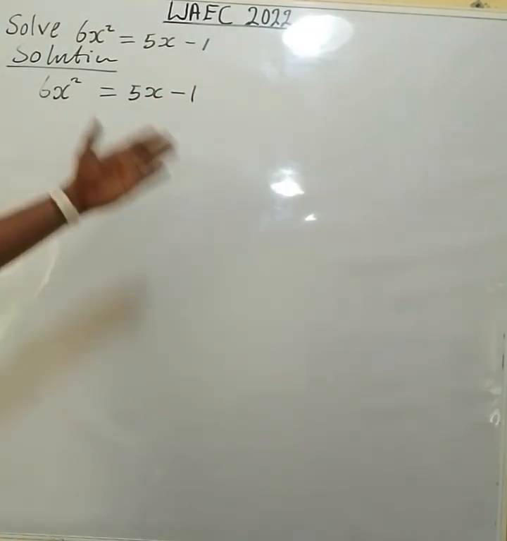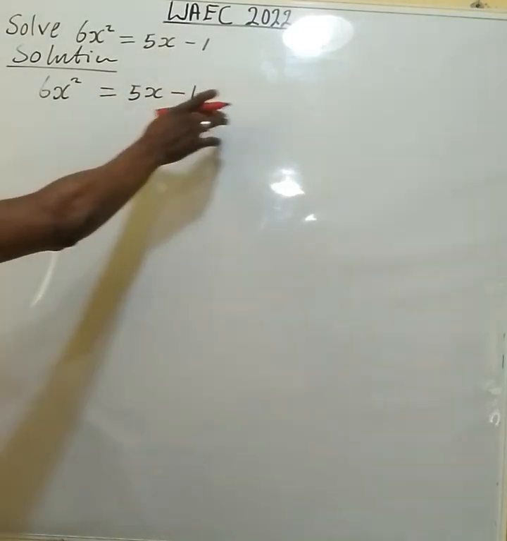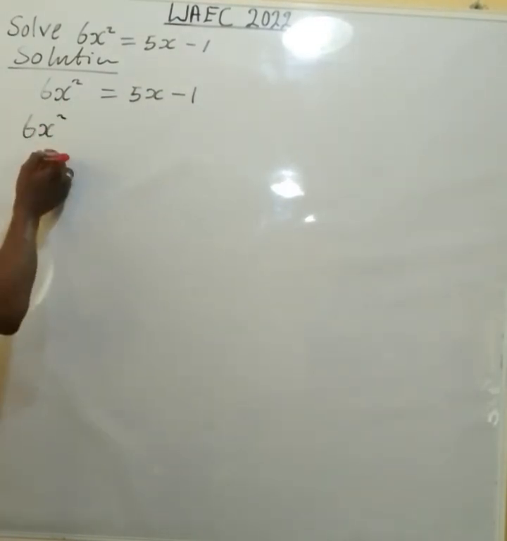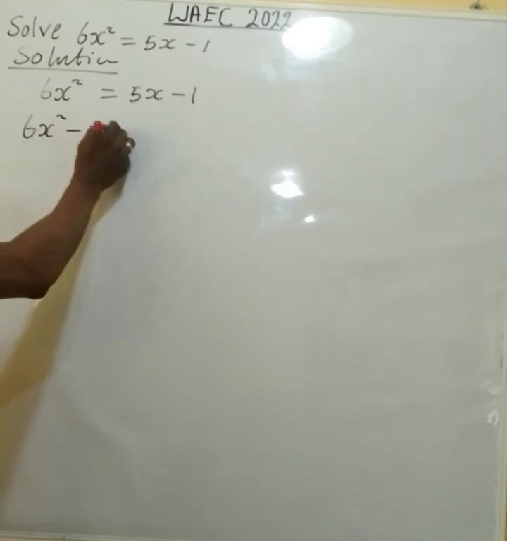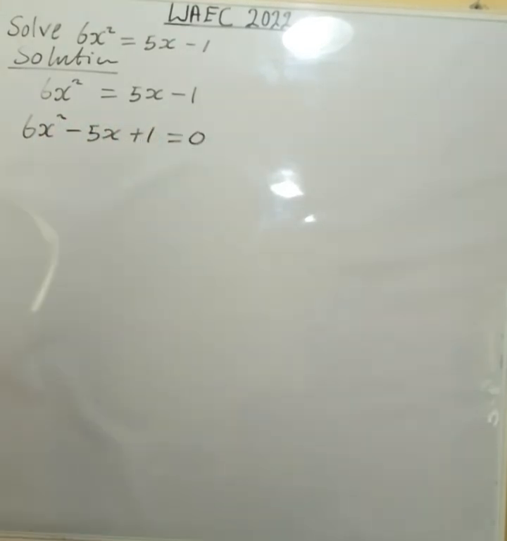When you have a question like this, you need to think of how to rearrange it. So we bring everything on the right-hand side back to the left-hand side. It will now give us 6x squared minus 5x plus 1 equals 0.